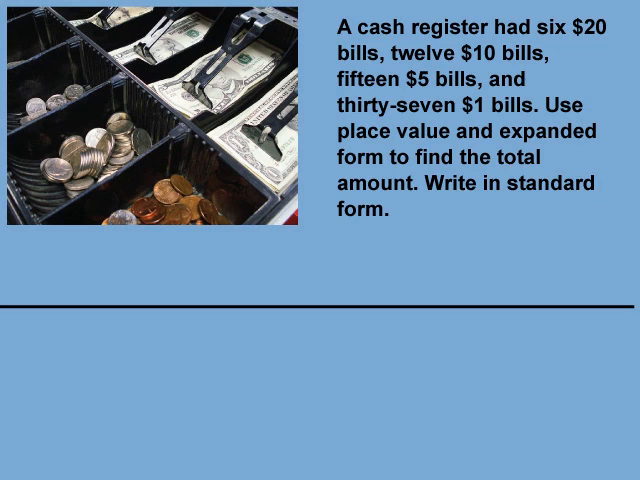Let's look at a final example. A cash register had 6 $20 bills, 12 $10 bills, 15 $5 bills, and 37 $1 bills. Use place value and expanded form to find the total amount. Write in standard form.